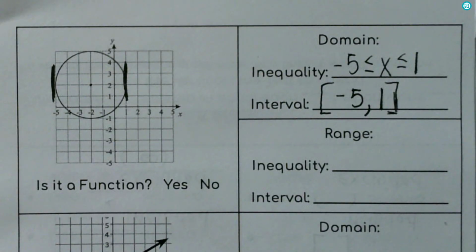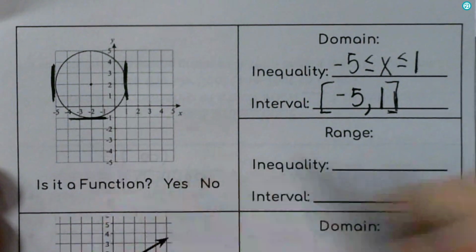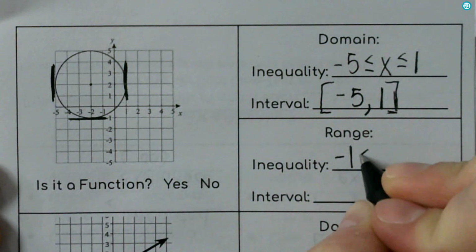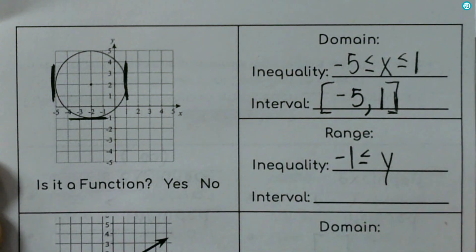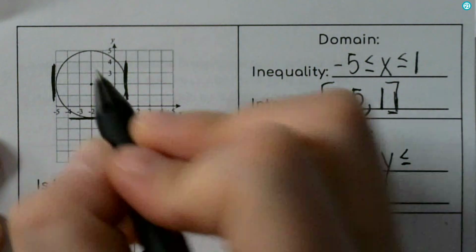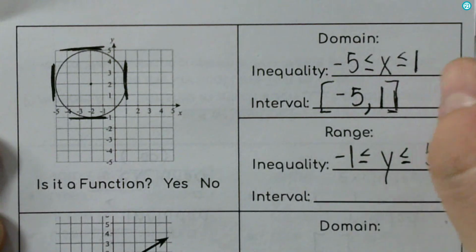For range, we are doing the exact same thing, but instead of going from left to right, we go bottom to top, and we're dealing with y's. So the lowest my graph goes is here. What is the lowest thing on my graph? -1. So if I look at the lowest y value, it's -1. So I'm going to put -1 is less than or equal to y. Now I'm looking at my y values, is less than or equal to. How high does my graph go? 5. So negative 1 is less than or equal to y is less than or equal to 5.